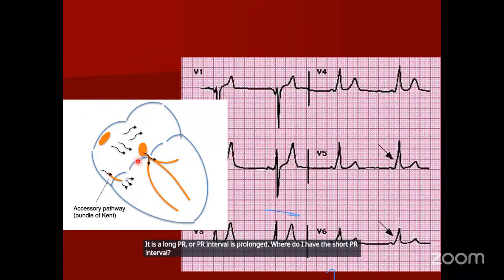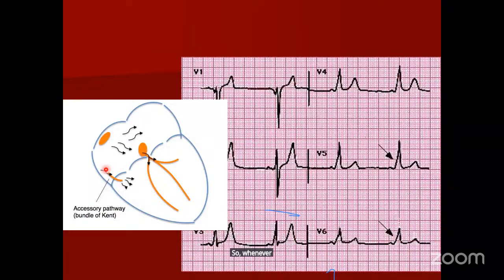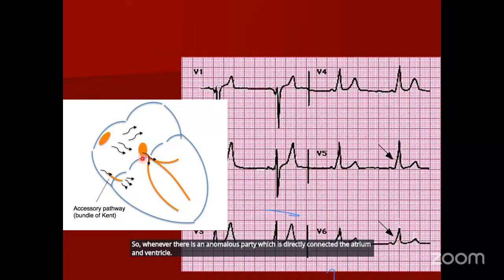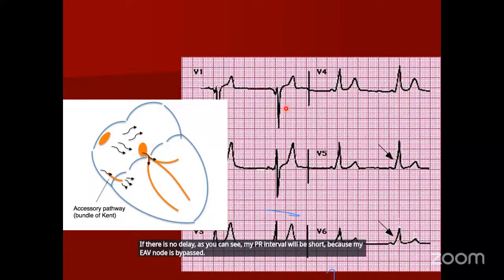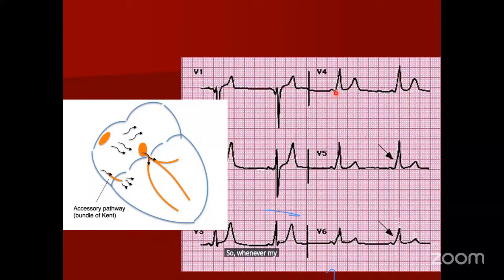In some people, there is an anomalous pathway directly connecting the atrium and ventricle, bypassing the AV node. The impulse will go through the bypass pathway without the delay. If there is no delay, my PR interval will be short because my AV node is bypassed. So whenever my PR interval is short, like this, I don't have the PR segment at all.